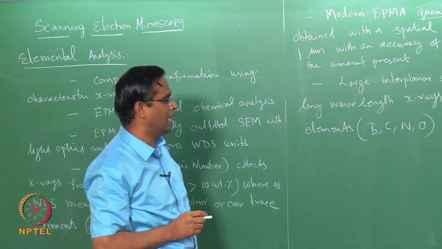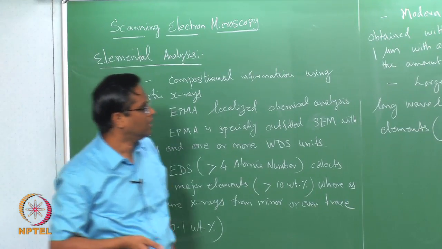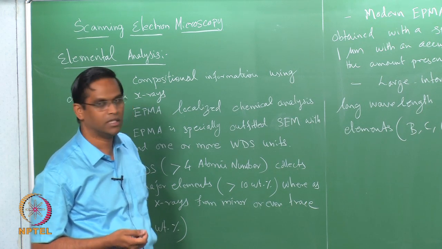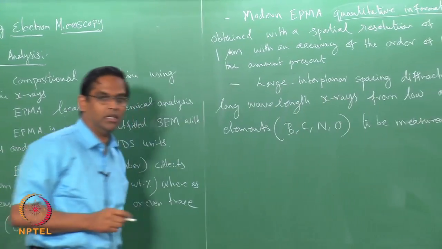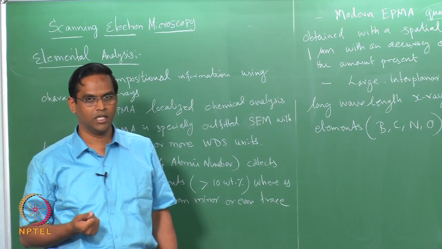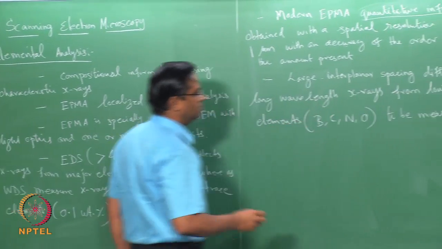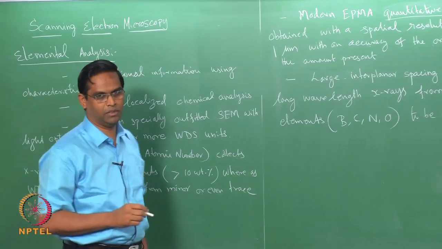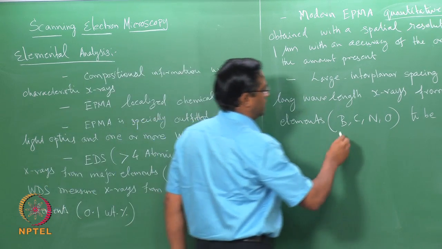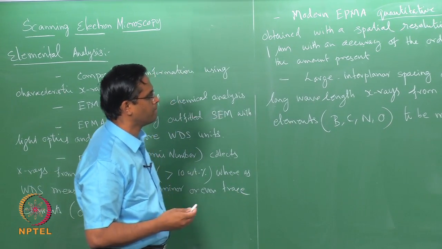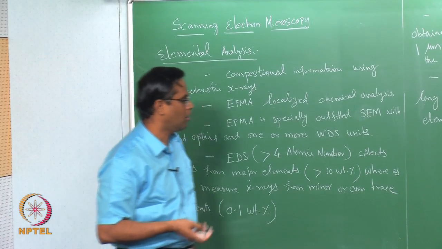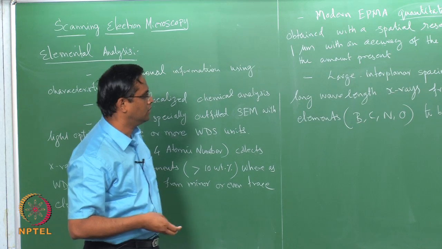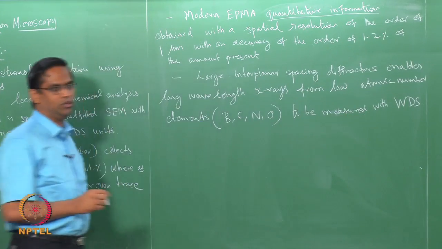And also, EPMA has the capability of analyzing very low atomic number elements like boron, carbon, and oxygen, because the WDS spectrometer uses large interplanar spacing diffractors, typically organic crystals, which enable long wavelength X-rays from the low atomic number elements. Since these low atomic number elements have characteristic X-rays of long wavelength, these crystals make the diffraction possible, and then they can be measured with the WDS.